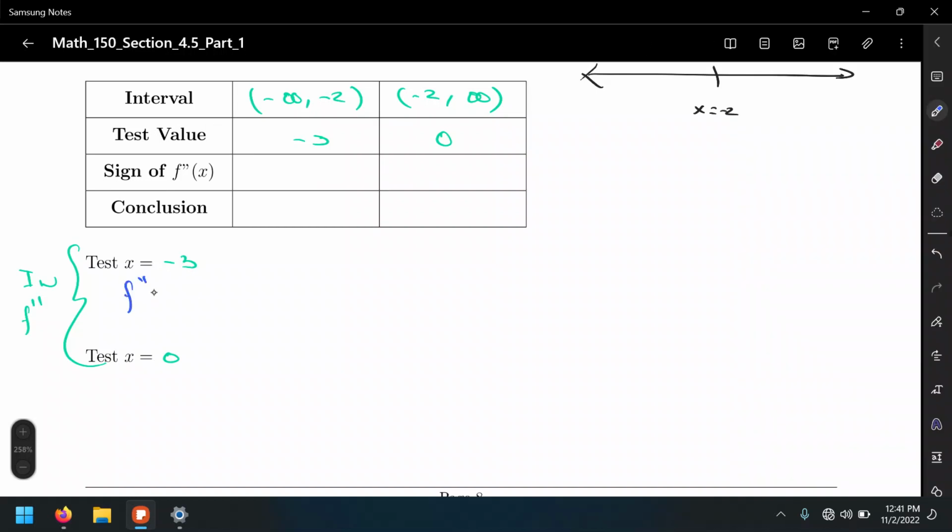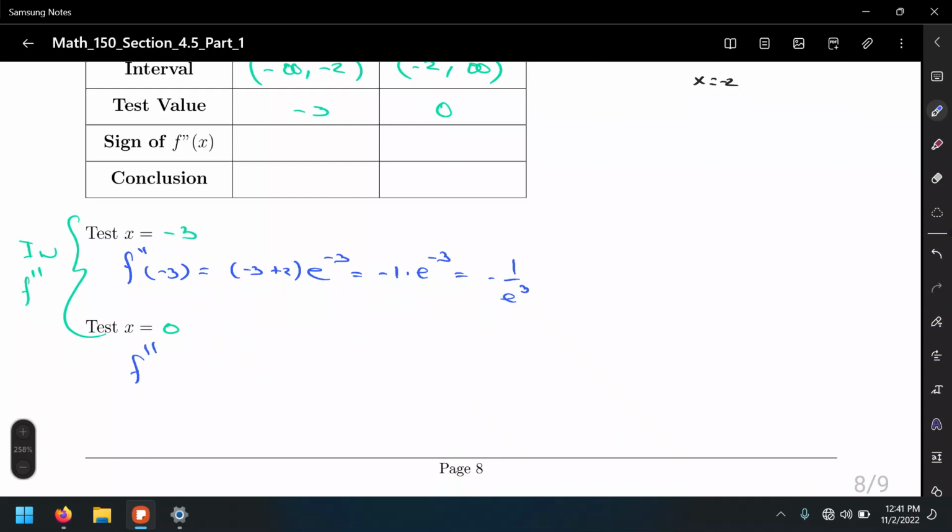So testing in f double prime, that's negative 3 plus 2 times e to the negative 3, that's negative 1 times e to the negative 3, which is negative 1 over e cubed. And testing at x equals 0, f double prime at 0 is 0 plus 2 times e to the 0, that's 1 times 2, that's 2. In this case, negative, positive. Well, negative and positive for the second derivative means concave down and concave up.